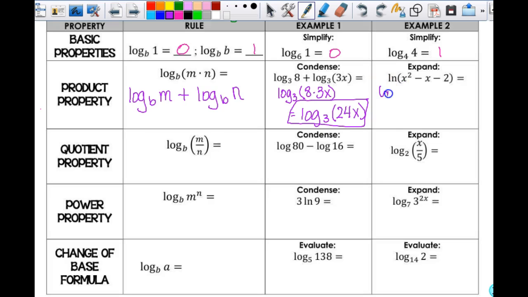This becomes the natural log of, I'm going to put little brackets here. I'm going to factor it into two binomials, right? So this would be x minus what? 2 and x plus 1. So now I have the natural log of this being multiplied by that. There are my two things that are being multiplied. This is my m, this is my n. So then I can split it up, and it becomes the natural log of x minus 2. Those parentheses right there are super important, because if I don't put them, it's going to look like the natural log of x, and then subtracting 2, which is something different. Then plus the natural log of x plus 1.